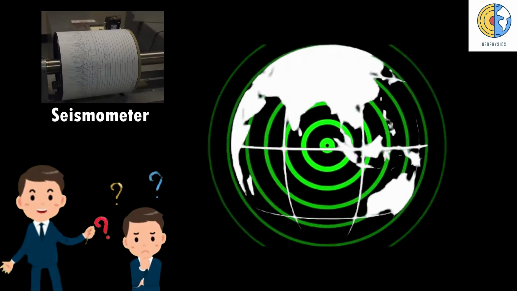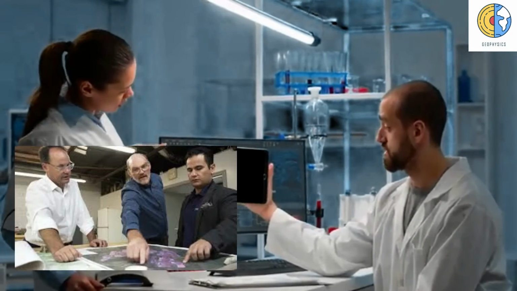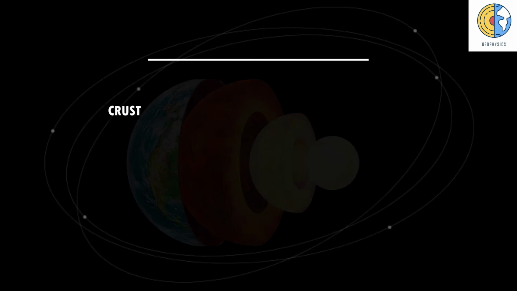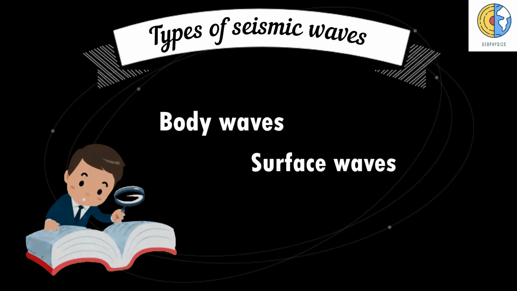Seismologists can detect the waves using devices called seismometers, and use a seismograph to record data about seismic waves. This yields information that can help scientists learn not only about earthquake behavior, but also about the structure of Earth itself. There are two broad classes of seismic waves: body waves and surface waves.